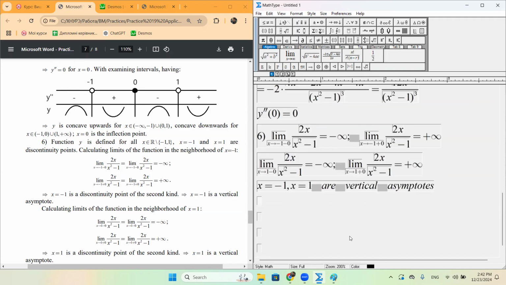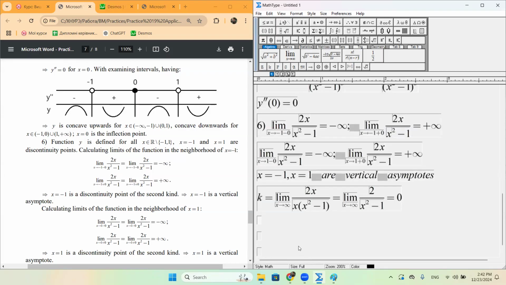And now building the graph. Oh, no, not building the graph yet. Let's investigate for oblique asymptotes. So k equals the limit of f(x) divided by x, which is 2 by x, so it equals 0. So k equals 0, which means that we have a horizontal asymptote.